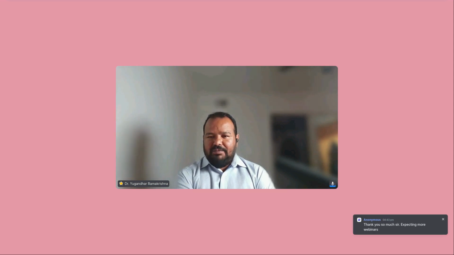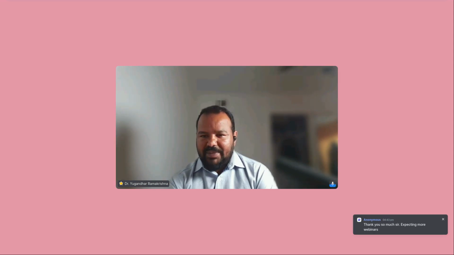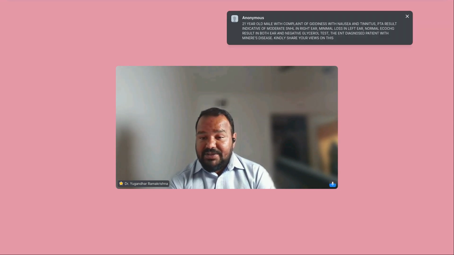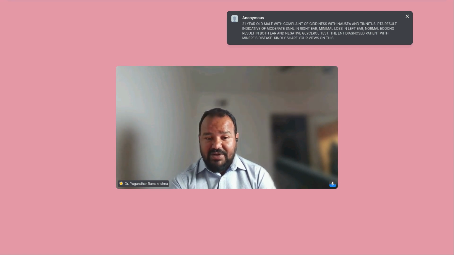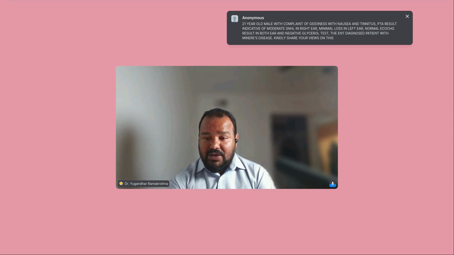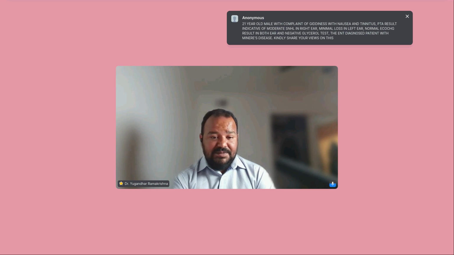So, very good question. Here the patient has dizziness, nausea, and tinnitus. The PTA results show asymmetrical hearing loss. Whenever you see asymmetry, you must treat it as a red flag. And the ECOG is fine. It is present, which is good, indicating that there is no significant Meniere's.